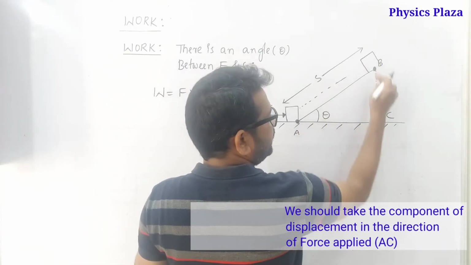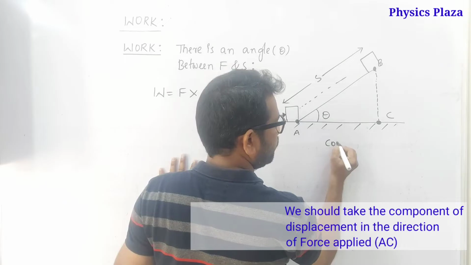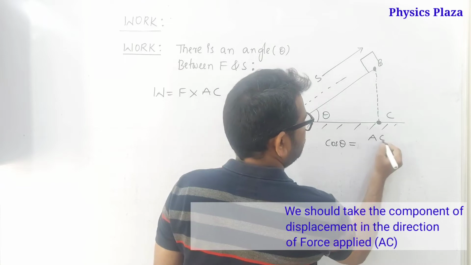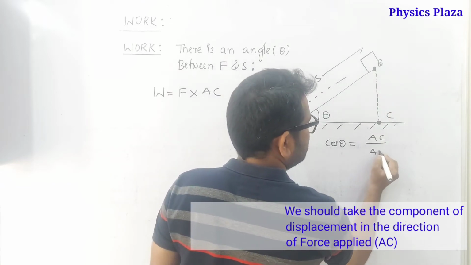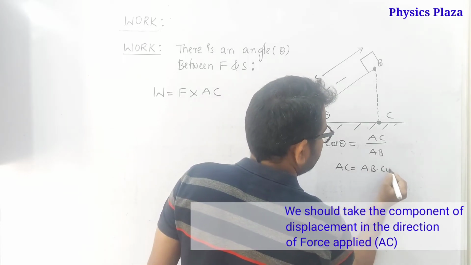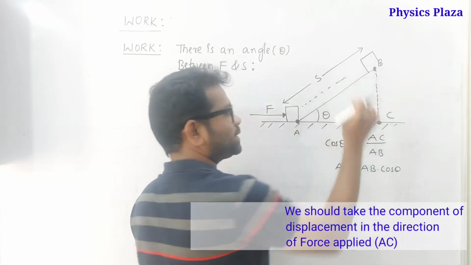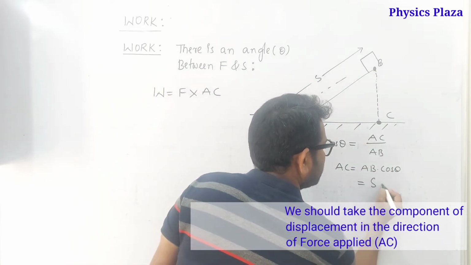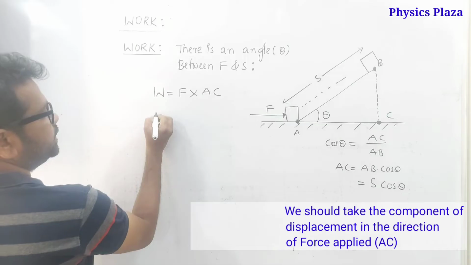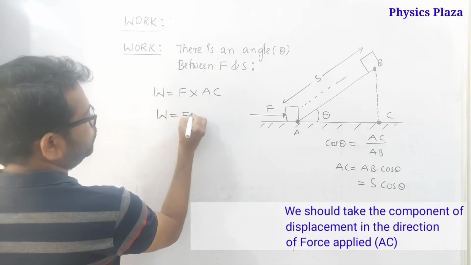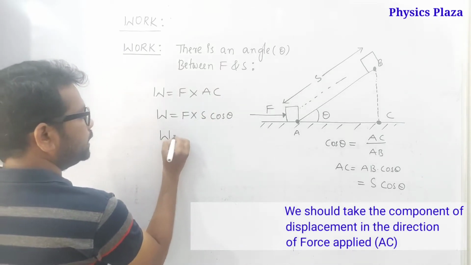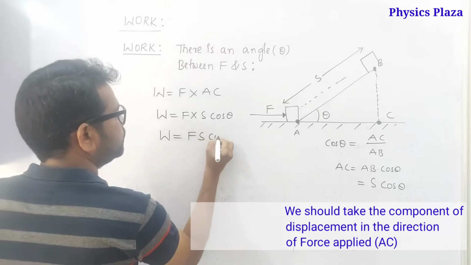So it is a right angle triangle. In this, let us define cos theta. Cos theta is equal to the adjacent side AC by the hypotenuse AB, right? From this, AC is equal to AB into cos theta. But AB is known. AB is how much? S. That is S cos theta. So AC is S cos theta. Let us substitute this. We got W is equal to force into S cos theta. This can also be written as W is equal to F S cos theta.